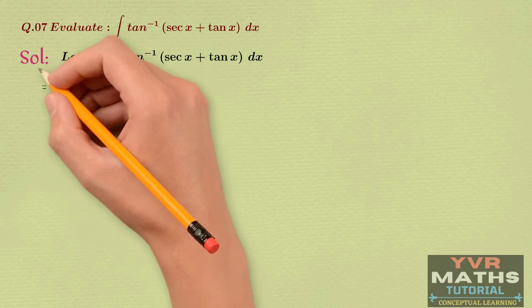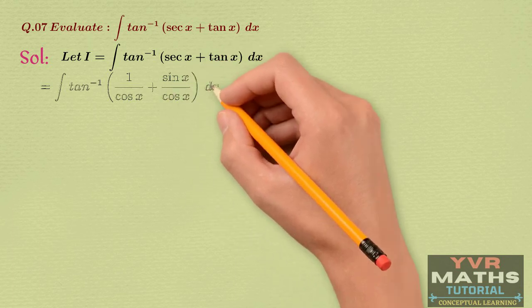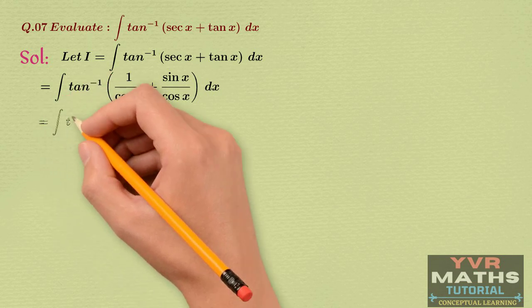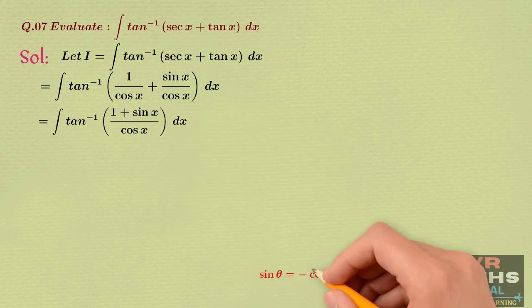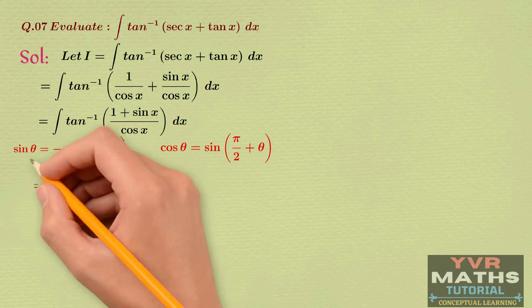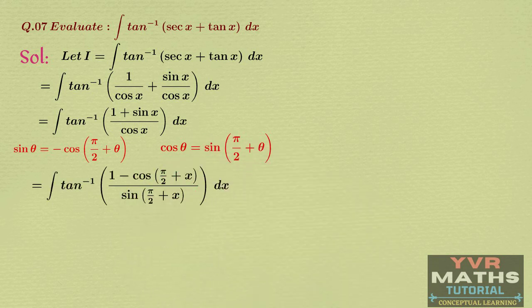Then the next step is integral tan inverse of 1 by cos x plus sin x by cos x dx. Now take LCM. Then the next step is integral tan inverse of 1 plus sin x by cos x dx. From trigonometry, sin theta can be written as minus of cos 90 plus theta, and cos theta can be written as sin 90 plus theta. So, based on these two identities, I am going to write the next step. See, integral tan inverse of 1 minus of cos 90 plus x by sin 90 plus x dx.